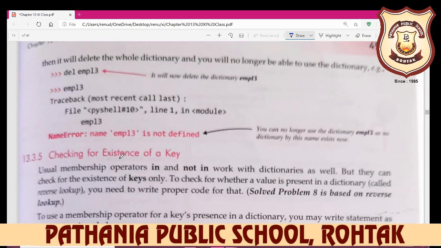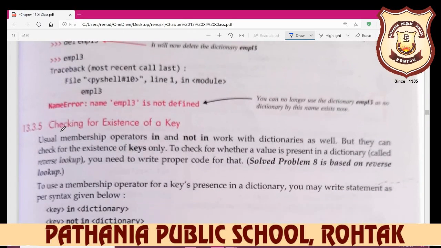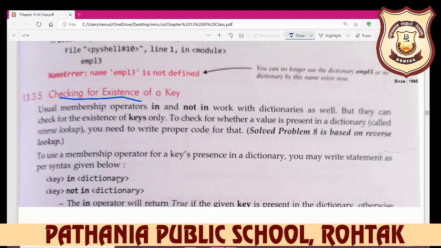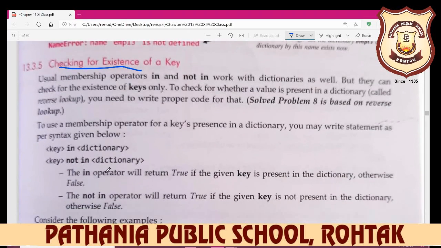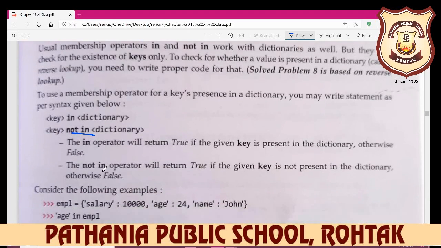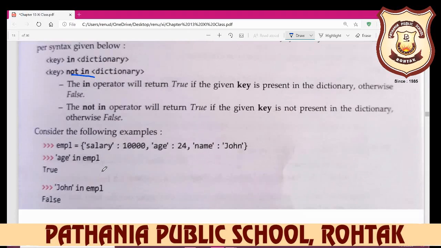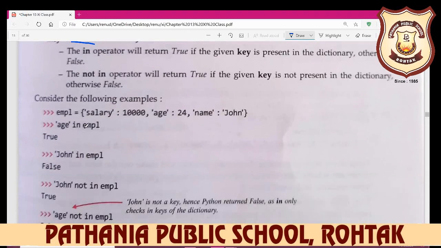Checking for existence of a key. How do you check for the existence of a key? With the usual membership operators, in and not in. We already know about the in and not in operators. If the element or key is part of the dictionary, the in operator displays True. If it is not part of your dictionary, it displays False. They always display a True or False answer.